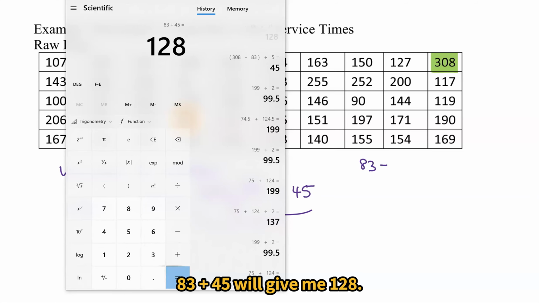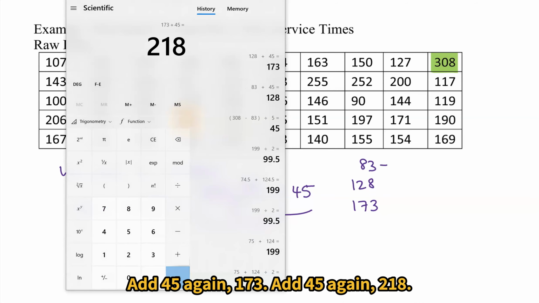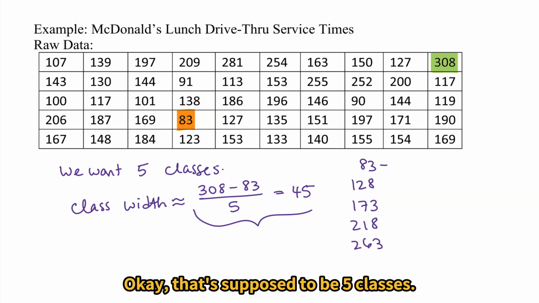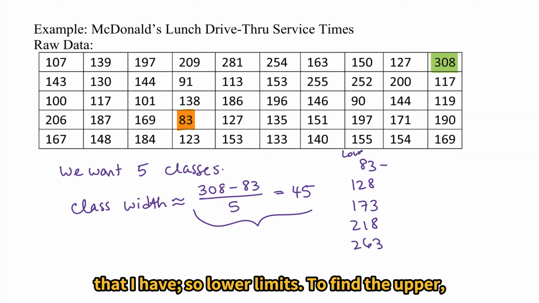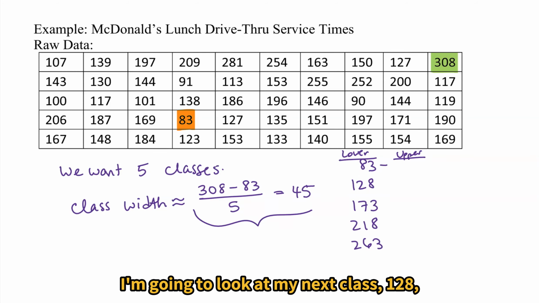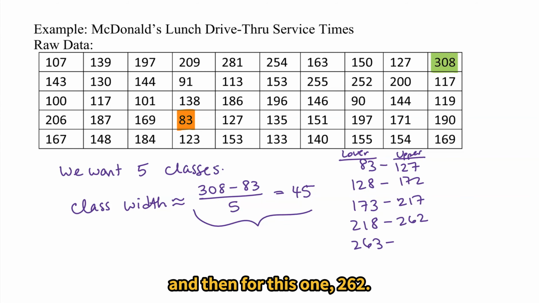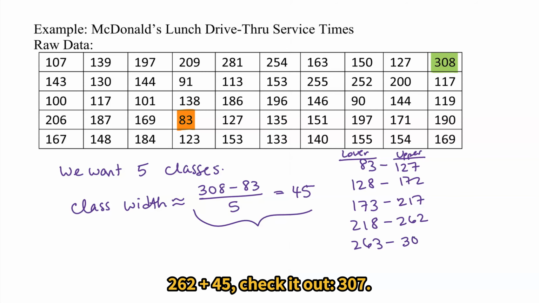83 plus 45 will give me 128. Add 45 again, 173. Add 45 again, 218. Add 45, 263. Okay, that's supposed to be 5 classes. These are all the lower class limits that I have. So lower limits. To find the upper, I'm going to look at my next class, 128, and I'm going to go 1 less. And then for this one, 262 plus 45, check it out, 307.